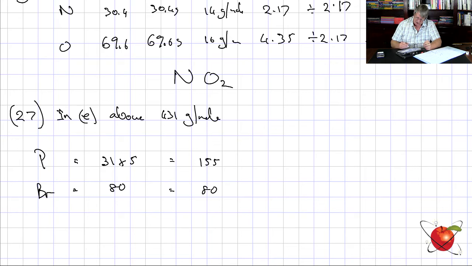PBr5 is that. So what I've got here is I know that my molar mass is going to be a total of 155 plus 80, which is equal to 235 grams per mole, right? 235 grams per mole.